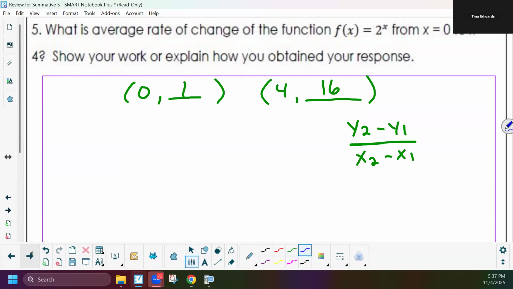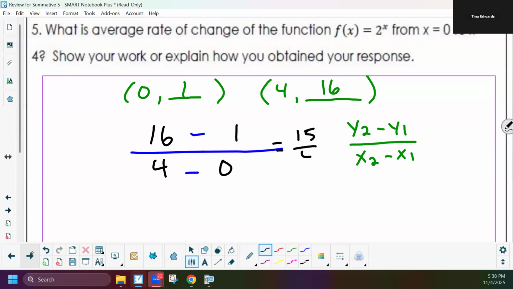So let's go ahead and do that right now. I'm going to set up my basis of this. I'm going to fill in the blanks. My y2, my second y is 16. My first y is 1. My second x is 4. And my first x is 0. If you need to, you can label those x1, y1, and all that. So I get 15 over 4. And if you divide that out, you get a rate of change of 3.75. A rate of change is just slope.